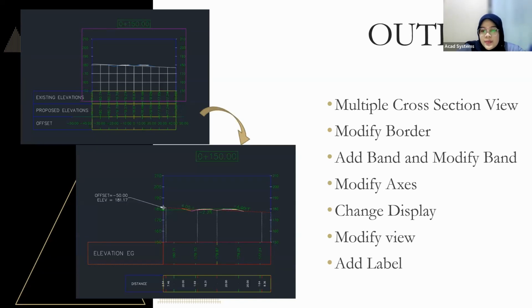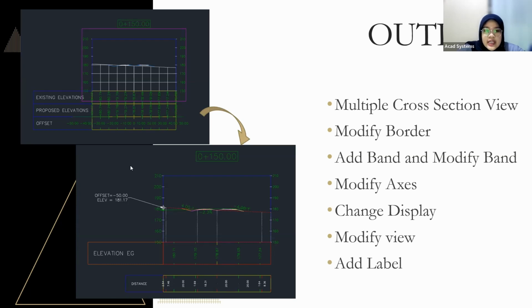Okay, this is our output for today's lessons. We will create a multiple cross section, and from that we will modify the border, add the band and modify the band, modify the axis, and also change the display colors, display line type, and then modify the view. And lastly, we will add the label for our cross section.